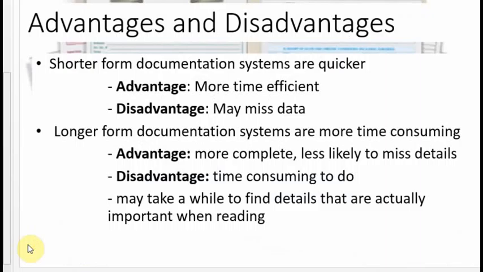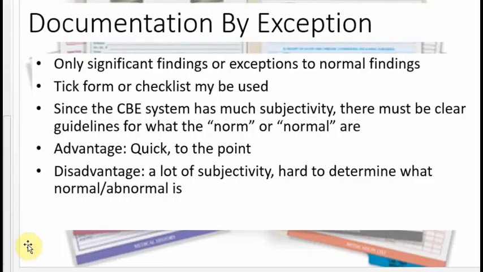So advantages and disadvantages of these types of charting. Shorter form documentation systems are quicker, so more time efficient. However, you may miss something. The longer forms are more time consuming, but they're more complete, less likely to miss those little details, but extremely time consuming. It may take a while to find details that are actually important when reading. And you'll see that if you ever come across a chart that's got this long, looks like a saga, big story, it's hard to pick out the details that are the most important. You want to keep it short and sweet.